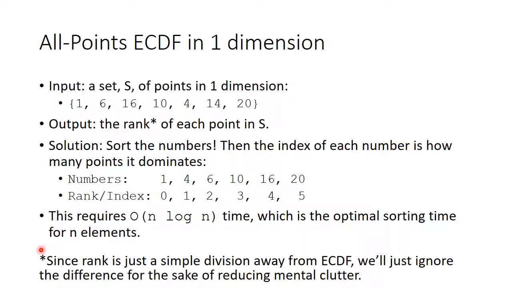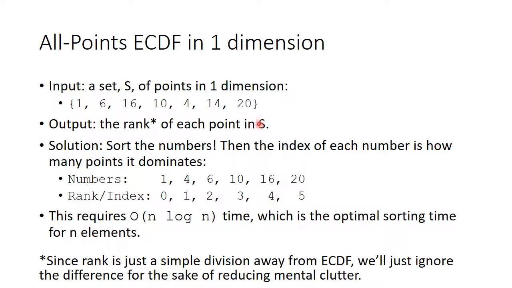And I'm just going to make this quick note. It's just for simplicity's sake. As it says down here, rank is just one division away from ECDF. Here, there's 7 points. All we need to do is divide the rank by 7 to get our actual ECDF. So for the most part, rank and ECDF are close enough to where, let's just discuss rank. It's easy enough to simply add that division in if and when you want to accurately implement ECDF. But it can reduce the mental clutter we have to deal with as we explore these ideas.